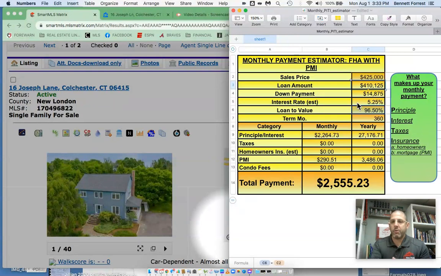Interest rates go up and go down depending on market conditions as well as personal situations. So this is just a hypothetical going by what a lot of rates are when this video is being recorded. This is the PI part of our calculation, and as you can see, it's about $2,264 a month.